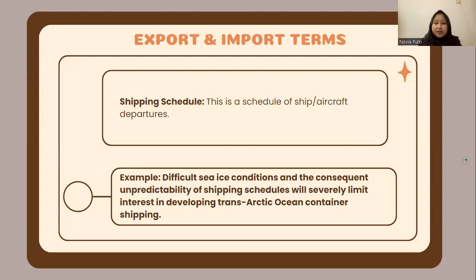And then the second one is shipping schedule. So this is the schedule of ship or aircraft departures. So for example, difficult sea ice condition and the consequent unpredictability of shipping schedules will severely limit interest in developing trans-Arctic Ocean container shipping.